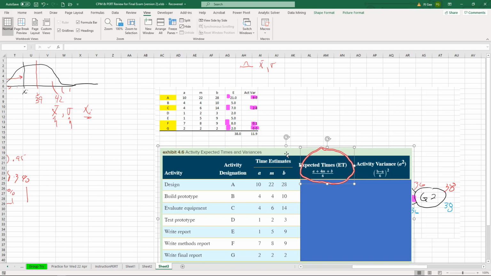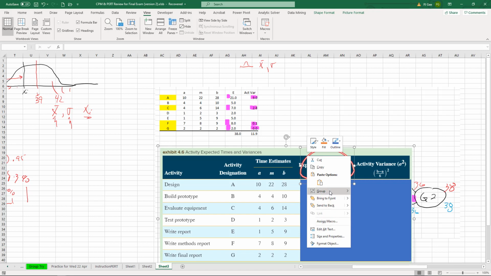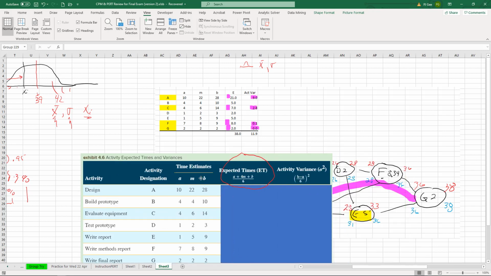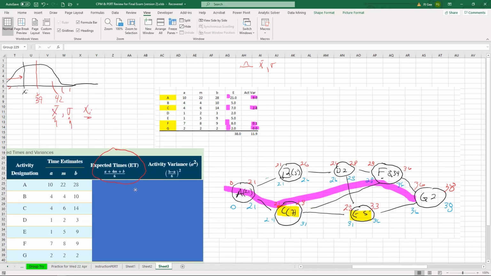Okay, try that again. Escape. Try this. Get that, and I'm going to group it together. Group it together. Get me out of there. Okay, so there's the network. This is straight from the notes when we were doing this in class.